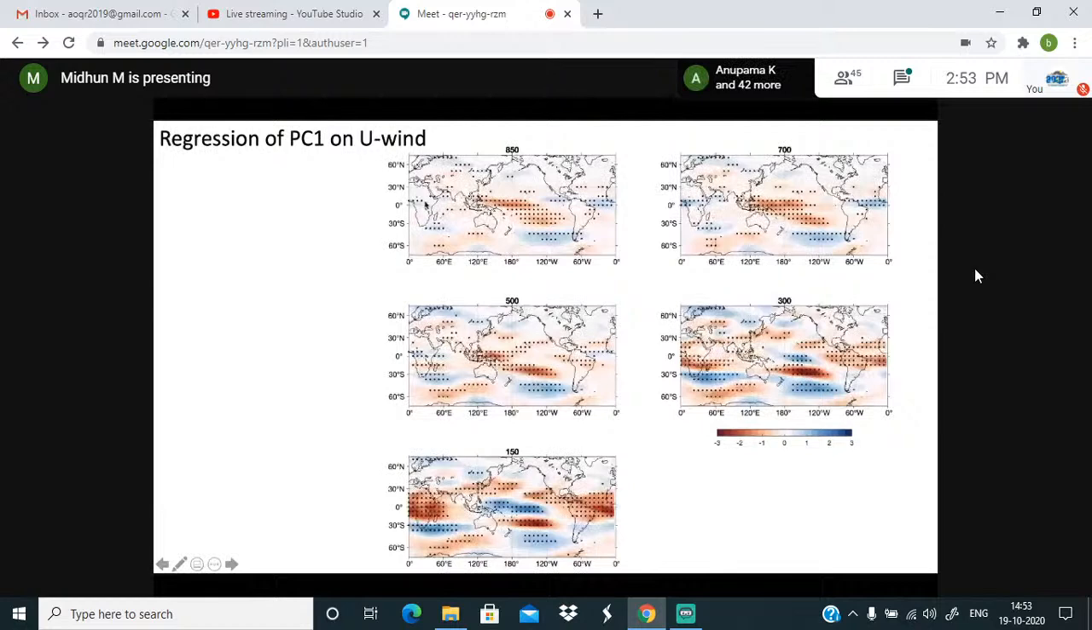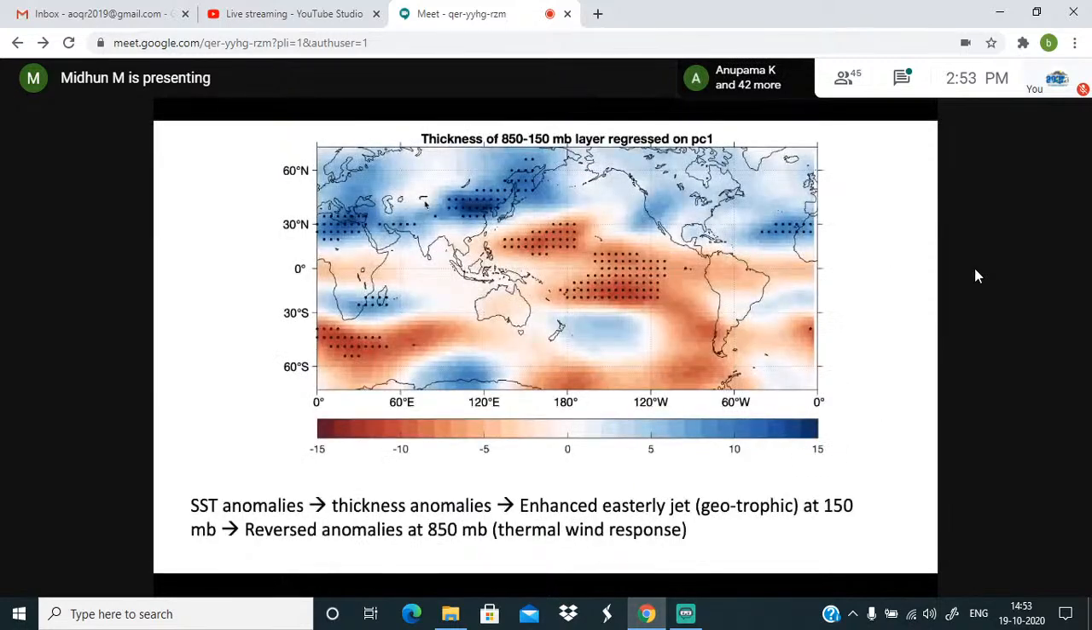To know why this is happening, I did a regression between PC1 and atmospheric thickness. This is too much into atmospheric dynamics, so I'm not explaining everything in detail. I will just try to make it as simple as possible. This is actually a negative thickness anomaly, which means if you look at the atmospheric column, the height is reducing here and height is increasing here.